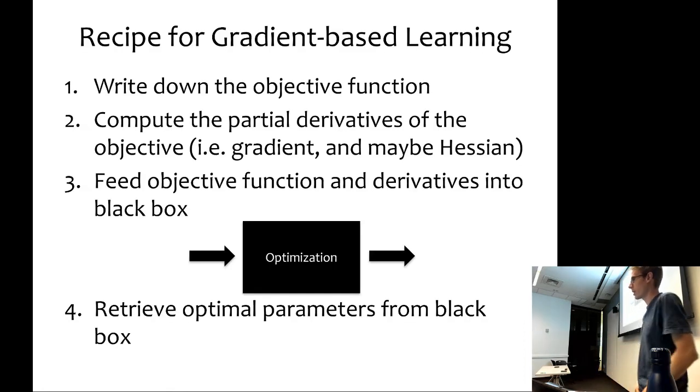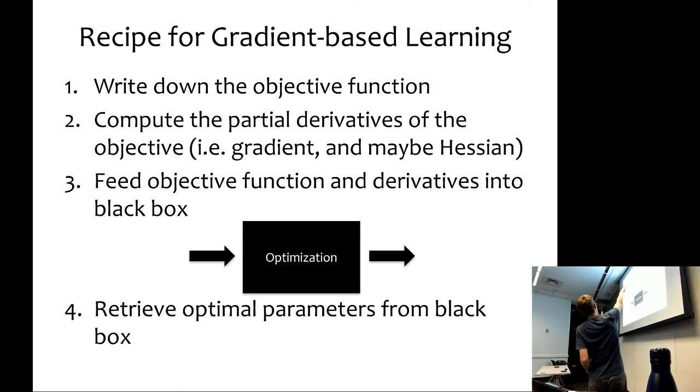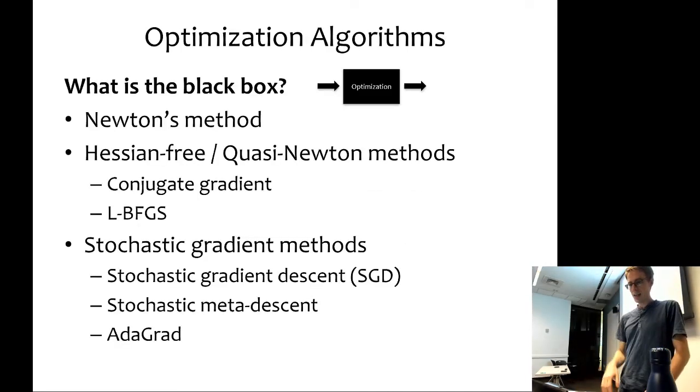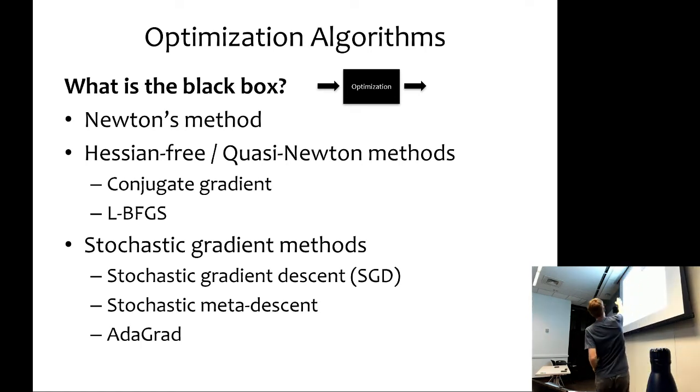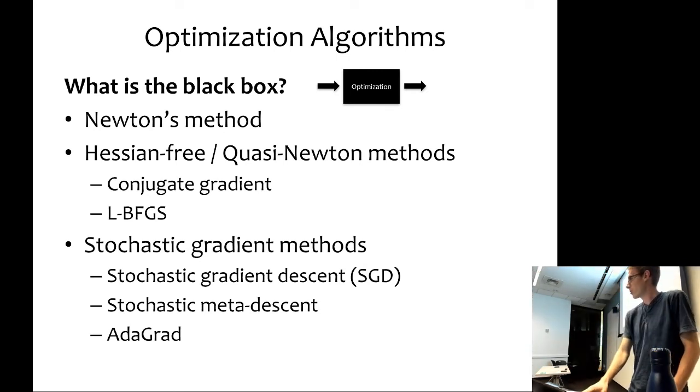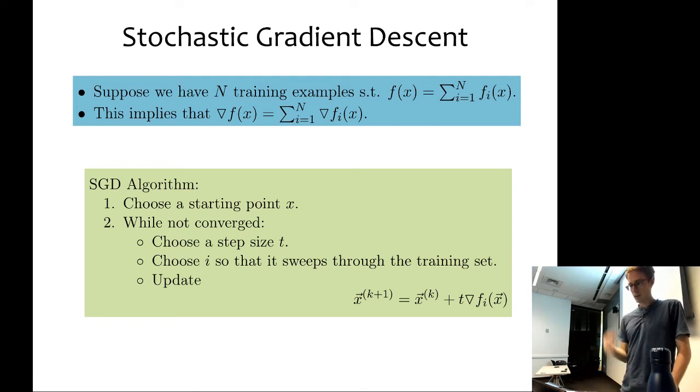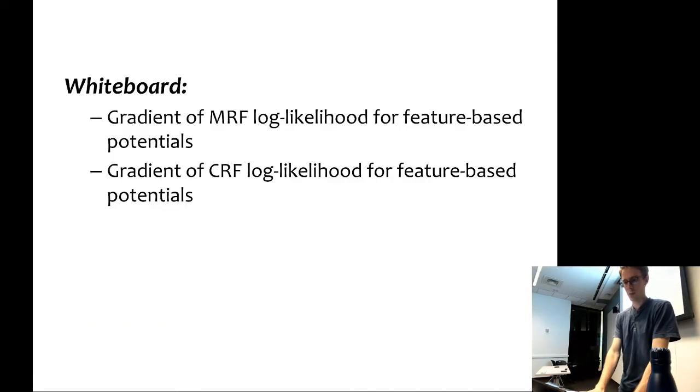Okay, so if we want to learn a conditional random field, then again, we would write down the objective function, we'd compute the partial derivatives of the objective, we'd feed our objective function and its derivatives into some black box that does optimization, and then we'd retrieve the optimal parameters from the black box. And what's the black box? Whatever: Newton's method, a quasi-Newton method, stochastic gradient descent. Whatever your favorite optimization algorithm is, you can use it here. Here is stochastic gradient descent, for example.